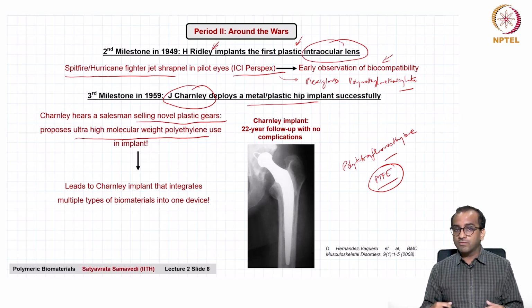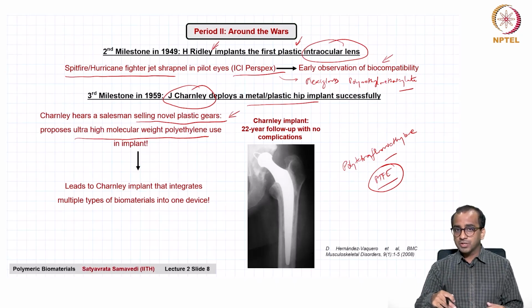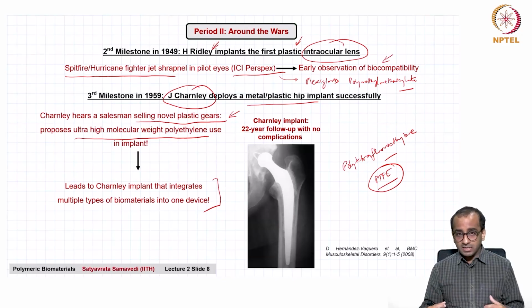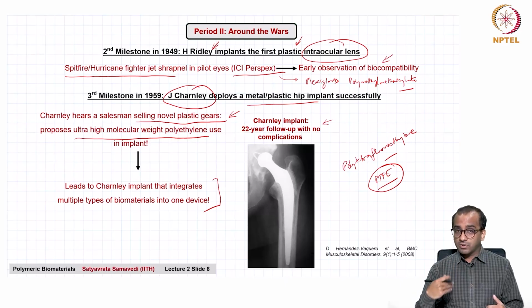So, he was already on the lookout for an alternative, and the moment he hears the gear salesman making this pitch, something clicks in him. This is a very good example, as Pasteur said, of chance favoring the prepared mind, and that leads Charnley to develop a device that integrates multiple types of biomaterials, a metal along with a polymer, into one device. For many years that remained the gold standard, the Charnley implant, and even today that serves as the gold standard or the inspiration for all the newer designs that have come thereafter.